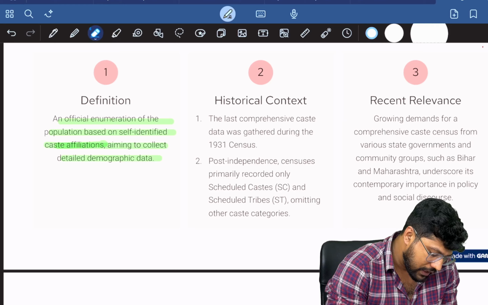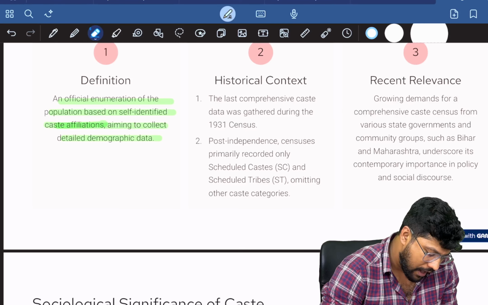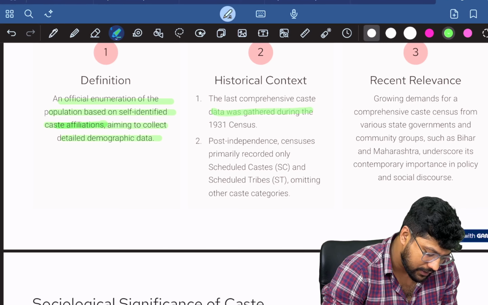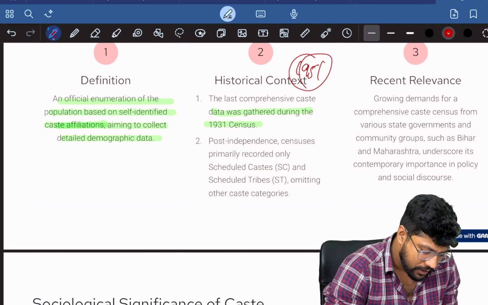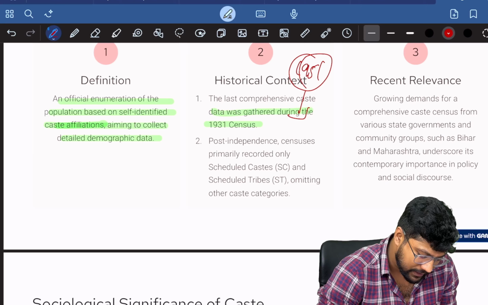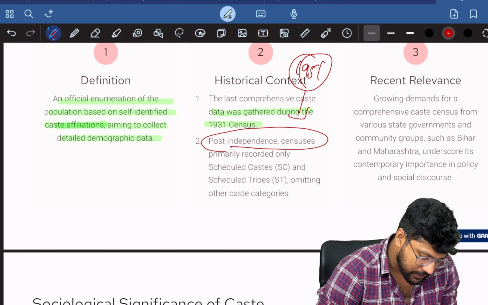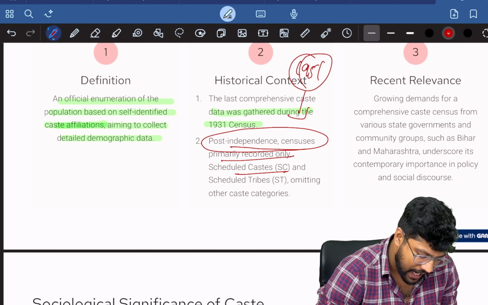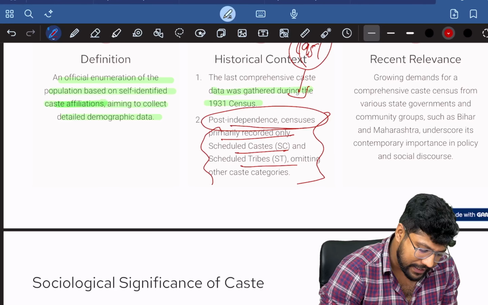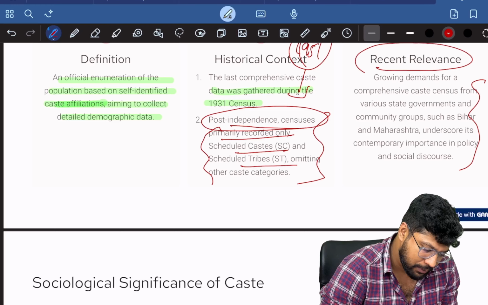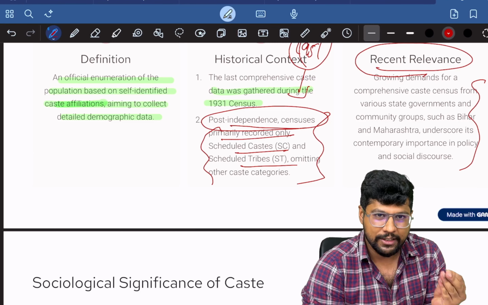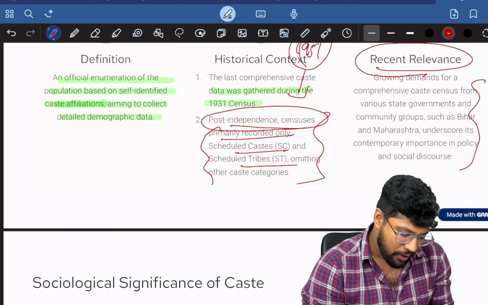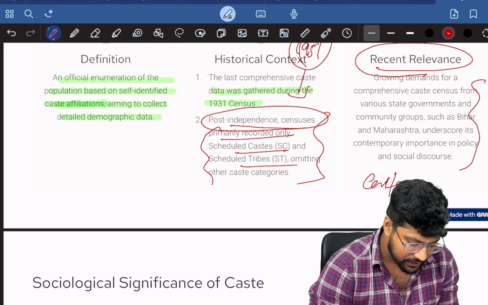With respect to caste, another historical background is that, as I already told you, the last caste-based census happened in the 1931 census. From 1951 onwards we stopped. After independence, we stopped the caste-based census, and we only collected caste data for SC and ST. And the reason for the recent demand for caste-based data is that though the central government stopped the practice of the caste-based census, the state governments used to conduct caste surveys.